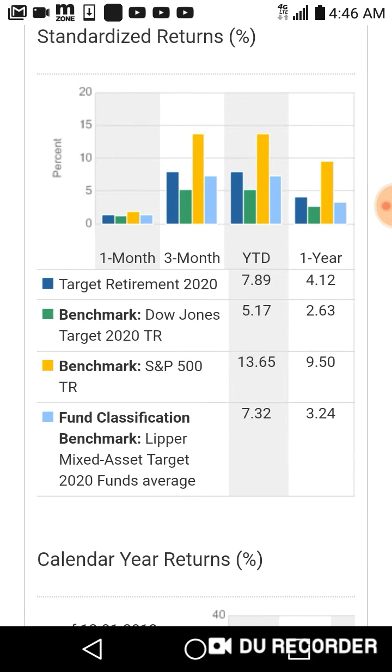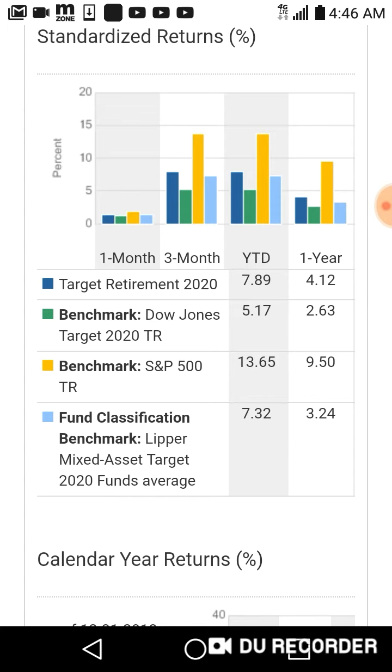Year to date, it's behind the S&P 500, which it should be. This is more of a conservative type of fund. S&P 500 is pretty aggressive or pretty risky. 2020 target date is very conservative. They don't want you losing your money because they figure that you're headed towards retirement.